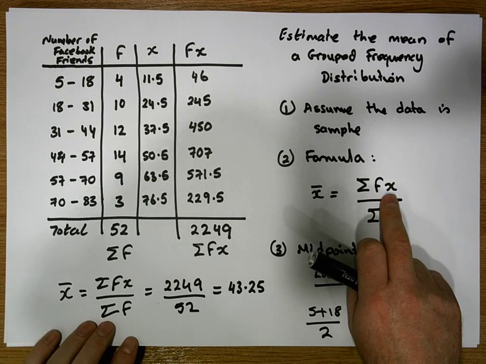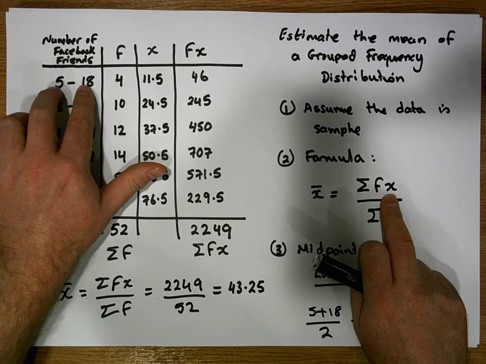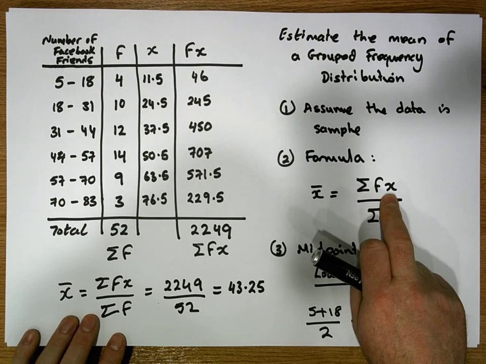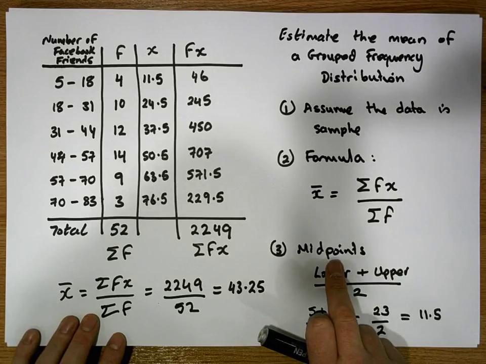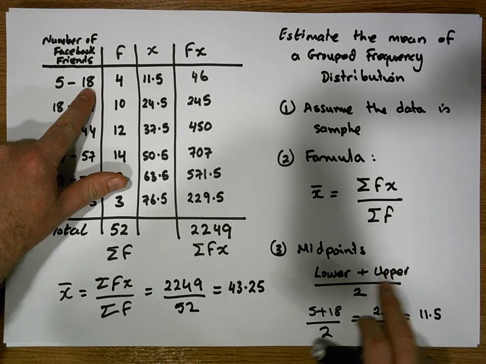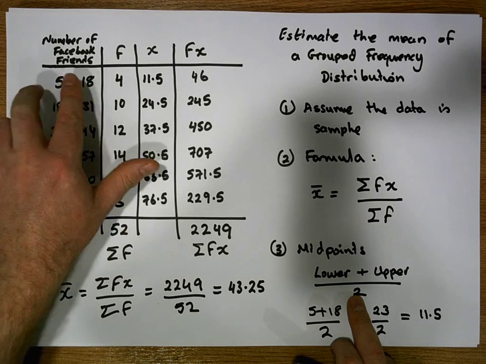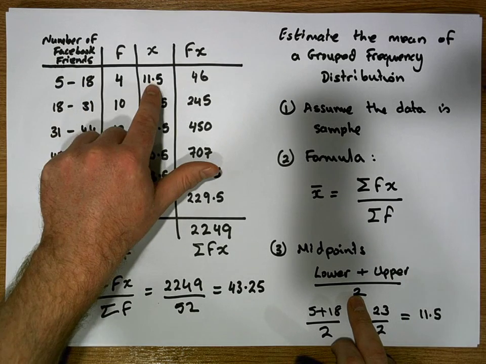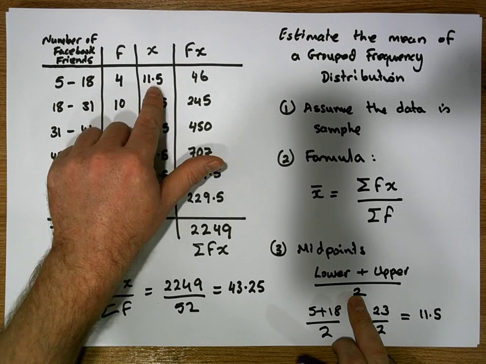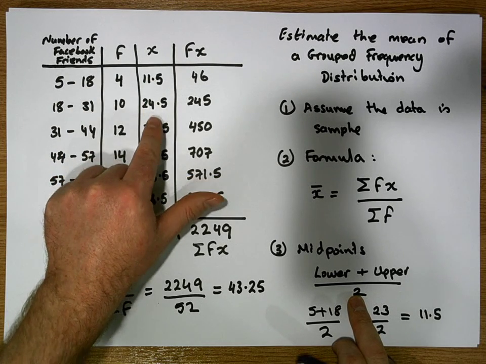The x column represents some candidate observation from within our intervals. To calculate the candidate observation, we simply calculate the midpoint of our class. The midpoint is the lower bound plus the upper bound divided by 2. Every time we do this calculation, we end up with a value that's within the class or interval: 11.5, 24.5, and so on.